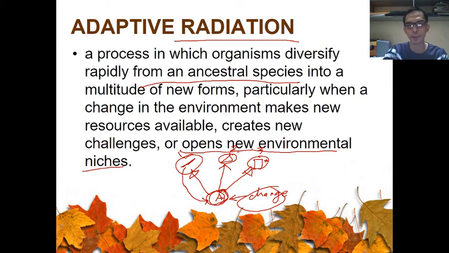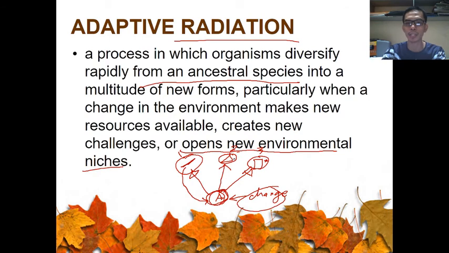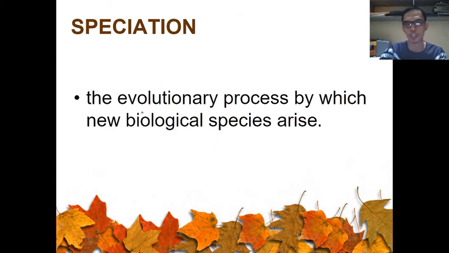An example of this is the Galapagos finches as Darwin observed. Alright, next one. In that process of adaptive radiation, the process of creating new species is called speciation.